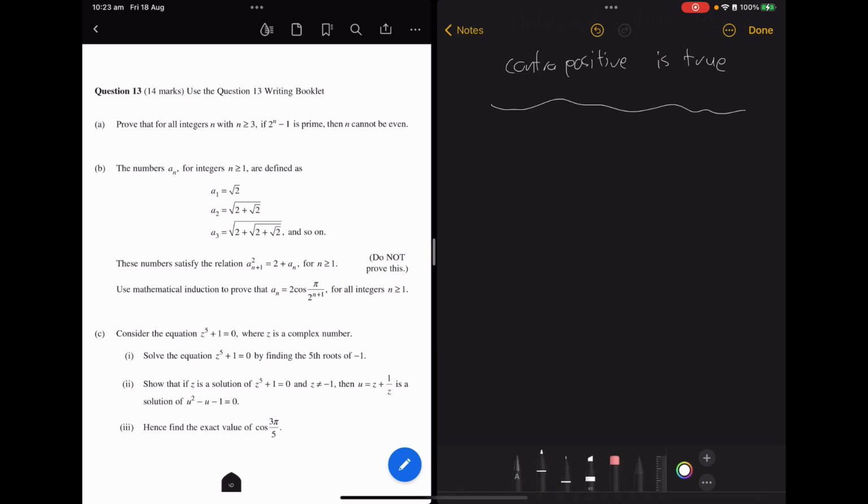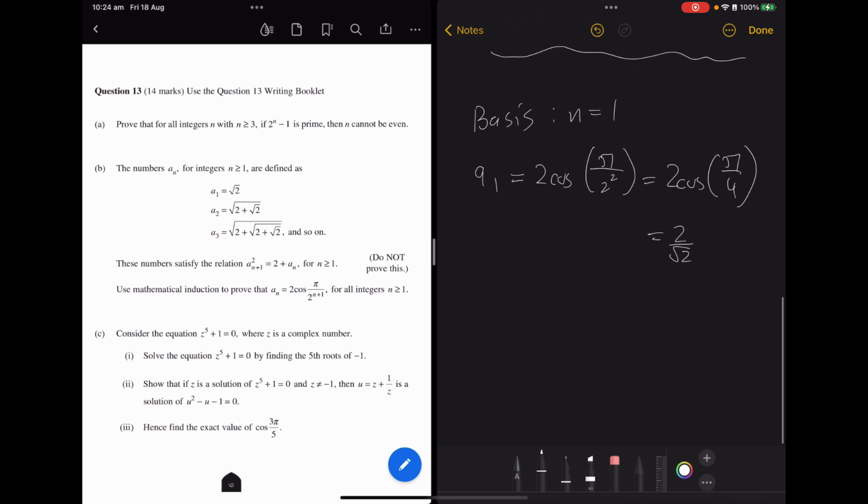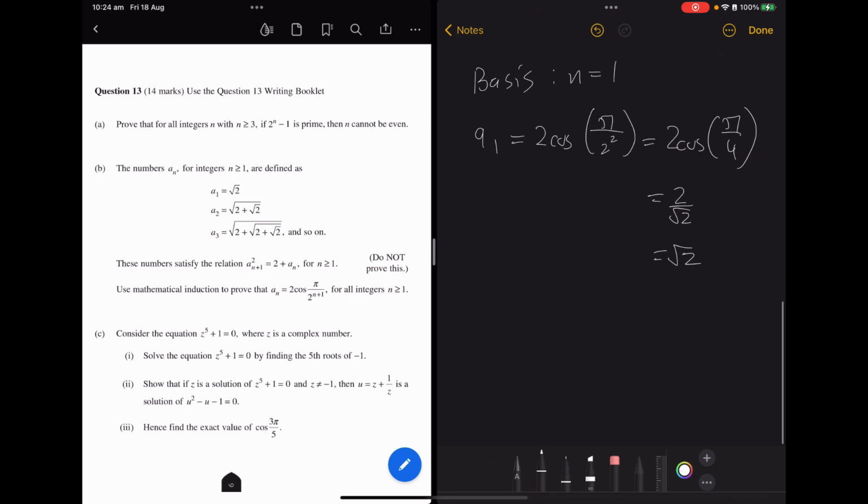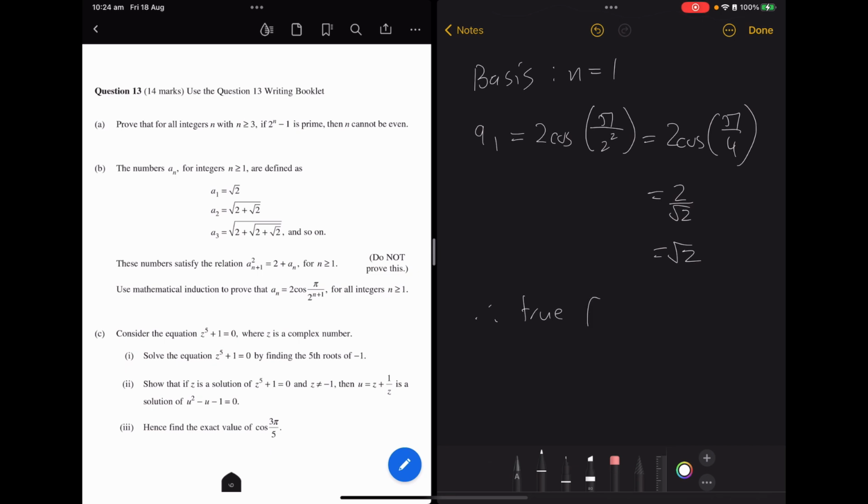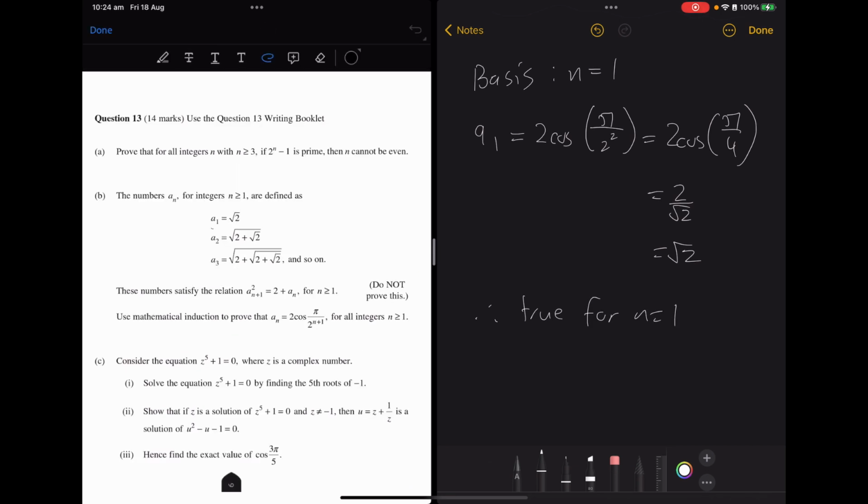So induction, we immediately start off with our first step. With our basis, we have n equal 1. So prove true for n equals 1. a1 equals 2 cos pi over 2 to the n plus 1, where n is 1, so that's 2 squared, which is equal to 2 cos pi over 4, which, if you remember, is 1 over root 2, so 2 over root 2, which equals root 2. And therefore true for n equals 1, as we have a1 equals root 2 right over here.